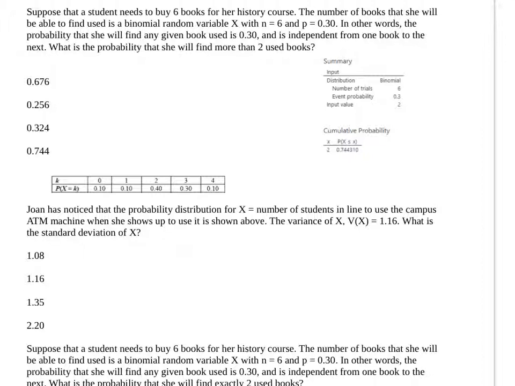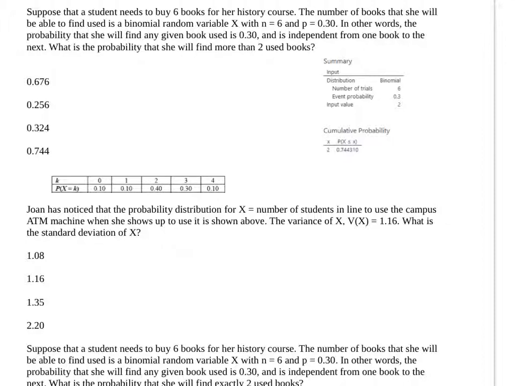But if you didn't have that, how could you do this? The probability that you'll find any given book used is 30%, and they're independent. I kind of highlighted that. If you remember from the probability lesson, if you have independent events, you can multiply their likelihood together. So what does that mean? We're going to try to find the probability that you'll find more than 2 used books, which means it's going to be either 3 or 4 or 5 or 6 books that she can find used.